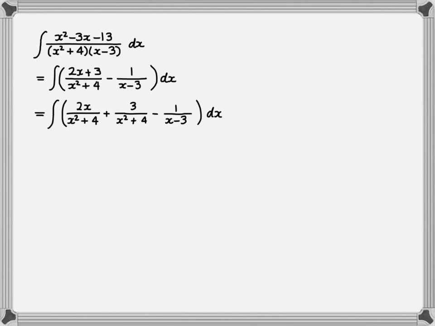Now our first fraction and our last fraction are lns. However, the middle term is not a ln. We know that this one will integrate as an arctan, and if you know the shortcut, you will know that this will give you 3 times a half arctan of x over 2. However, if you do not know the shortcut, you can still evaluate that integral, and we will do so the long way in a moment.